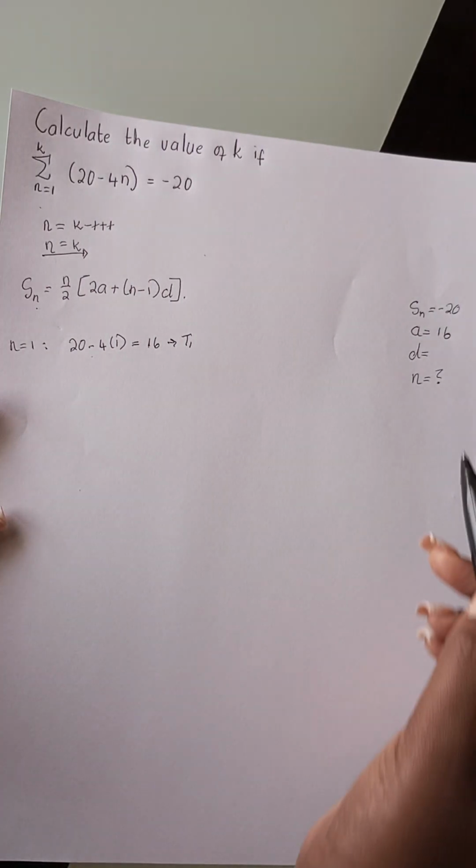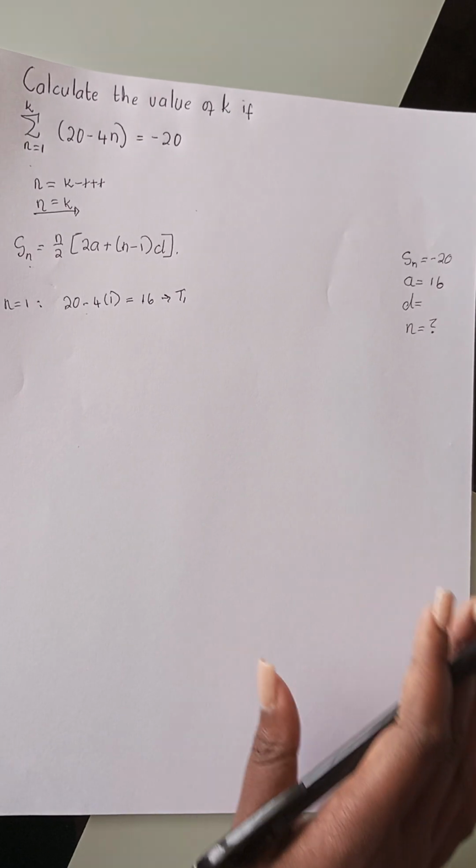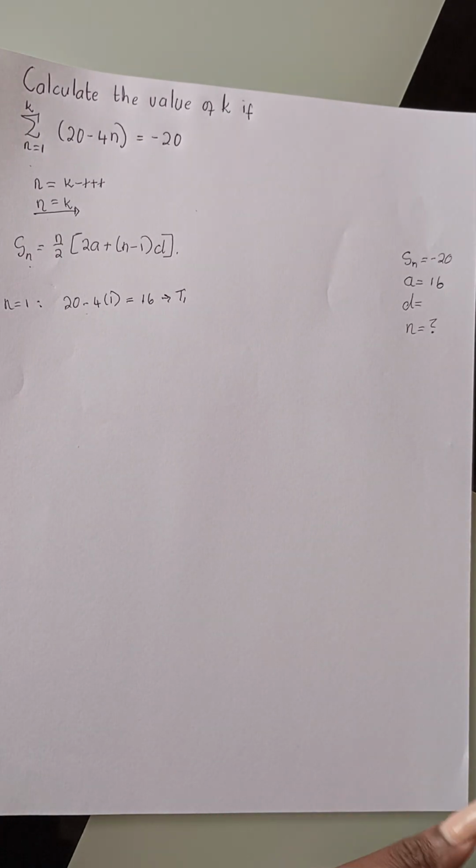Okay? Then we have to find d. Remember that when we are looking for d, we say T2 minus T1, right? So here we have T1. So we must look for T2 so that we can determine d.